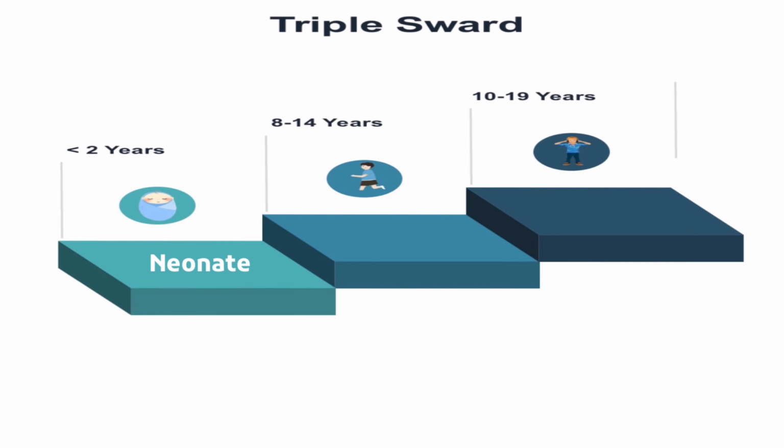Okay, let's move to the next step, which is triple sword. You know what triple sword means? We want to take a history from 3 different age groups. If my patient is less than 2 years, I have to take prenatal, natal, and postnatal history. Again, I don't need to memorize anything. All I need to do is ask about prenatal.